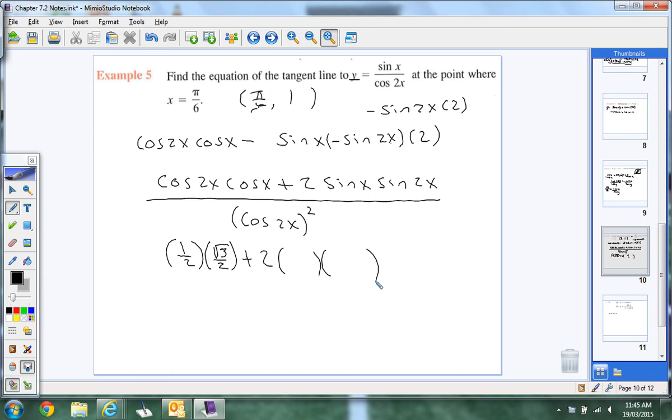What's sine of pi over 6? The 1/2. And then what's sine of 2 times, so pi over 3? Okay, and the bottom is going to be all over what? 1/2 squared, which is 1/4. 1/2 times 1/2 is 1/4. Okay, so other than the fraction mess, it's not too bad.